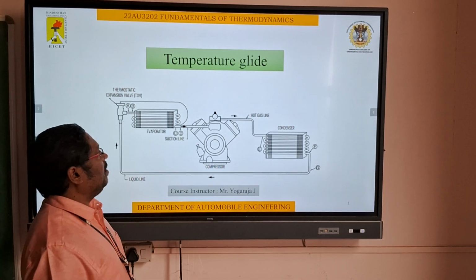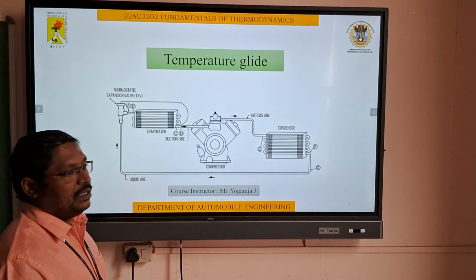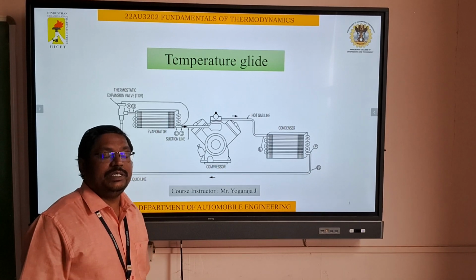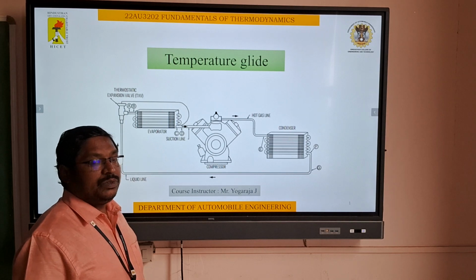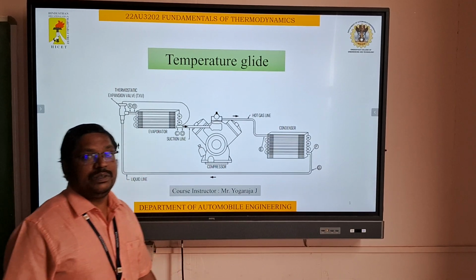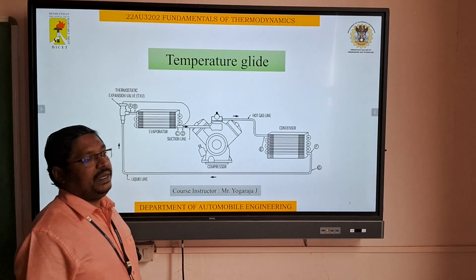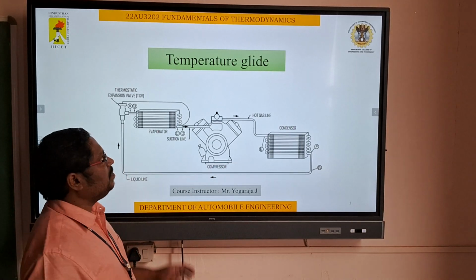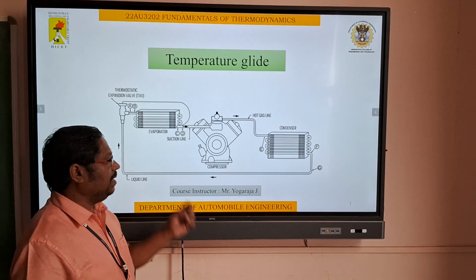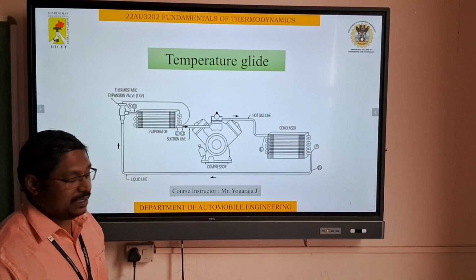So today we discuss the topic related to temperature glide in terms of thermodynamics. From the application point of view, coming to the refrigeration and air conditioning system, so mainly today the concept is temperature glide in refrigeration and air conditioning systems.